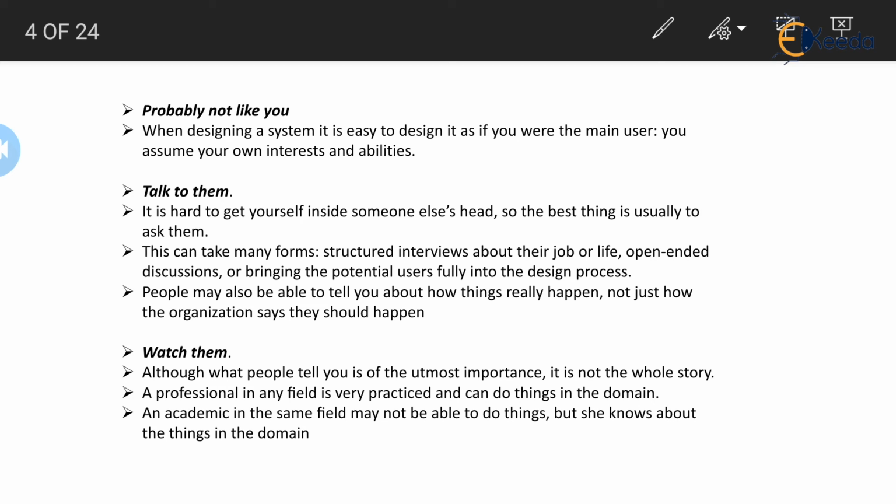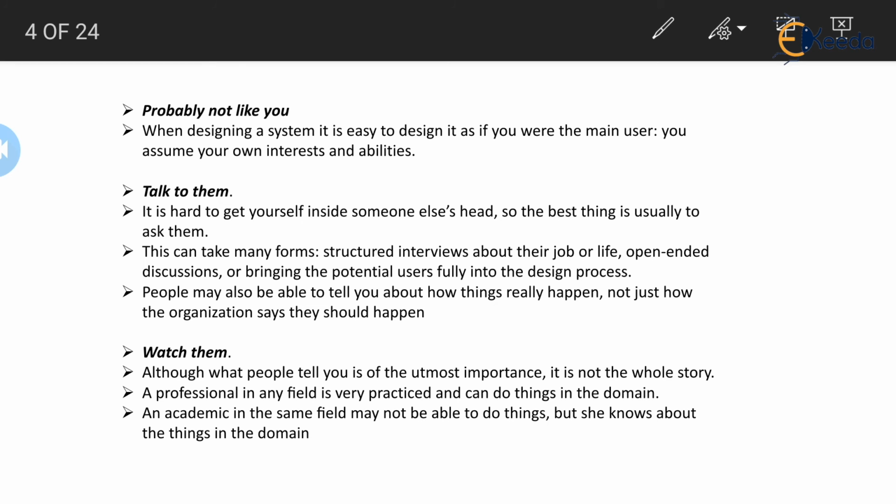Then the point about watching them. Although what people tell you is important, that is not the whole story. We have to be skilled at different levels, both in the domain. You should know the working of each and every domain, but this is not possible. So when you're working in a multimedia team, you should understand how multimedia works, what multimedia is, one of the basic questions. So sometimes users can be involved in this.